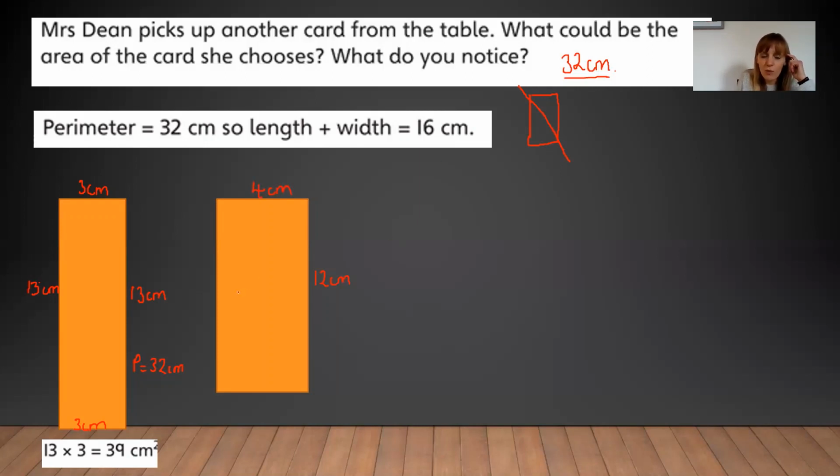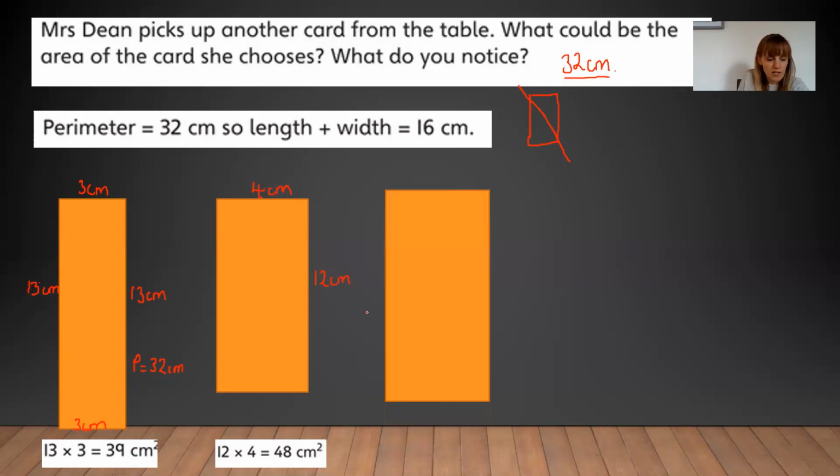Well, 12 add 12 is 24. Add another 4 is 28. Add another 4 is 32. Yes, my perimeter is still 32. So for my area now, length times the width, that would be 12 times 4, which is 48 centimetres squared. Do you get the idea?